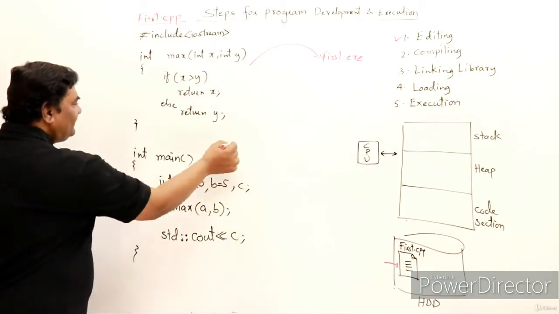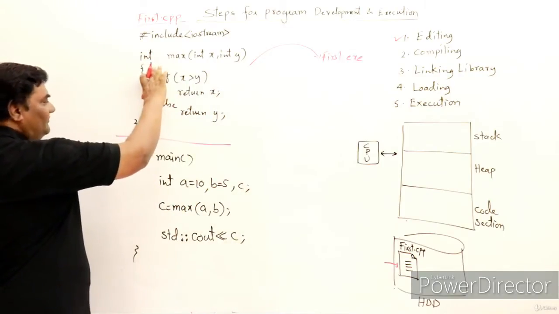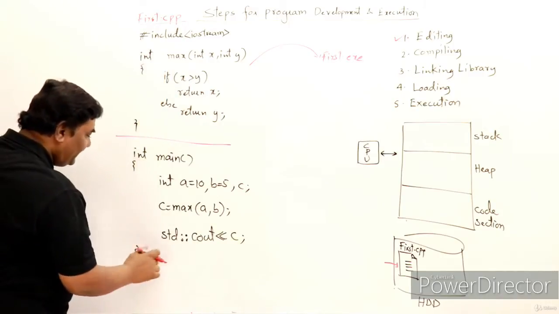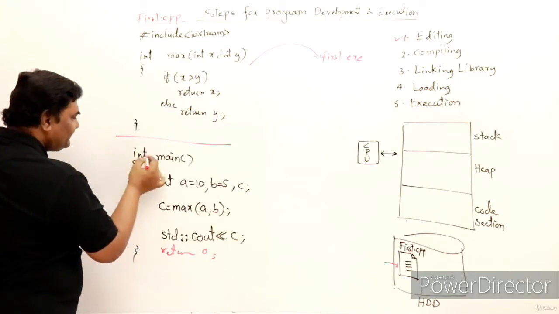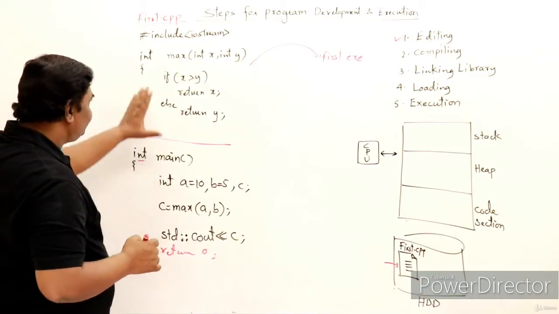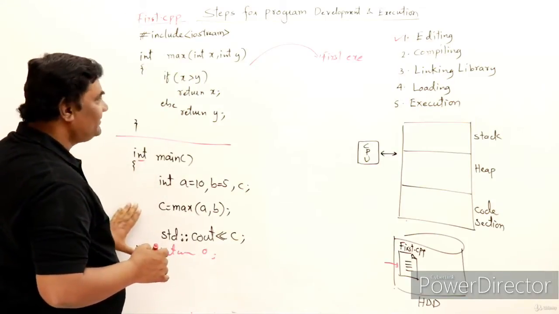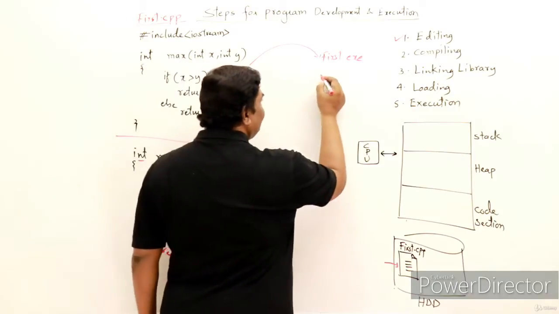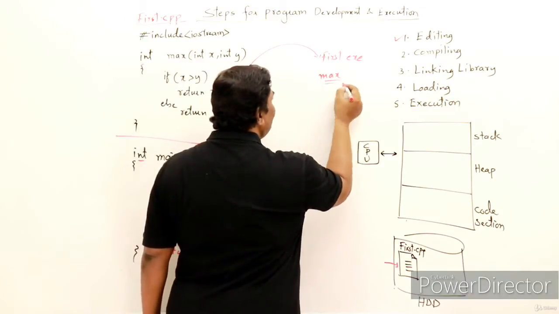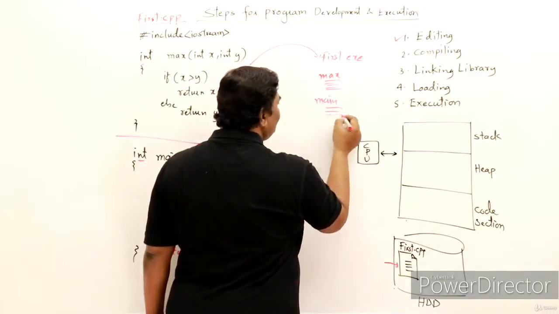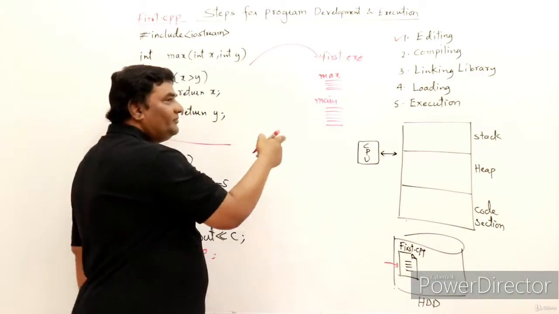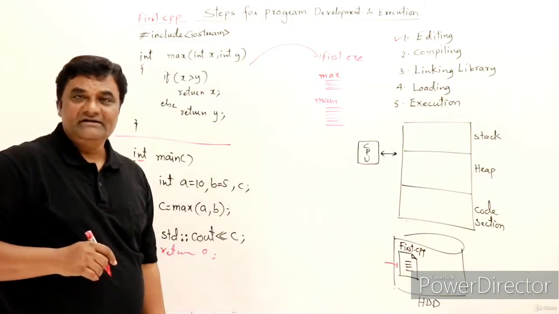See, in my program there are two pieces. One is a function called max and another is a function called main, and at the end inside main I should have written 0 because it is returning. So there are two functions, max function and main function. So machine code looks like this. This is the machine code of max, and this is the machine code of main. So two pieces of code will be there.